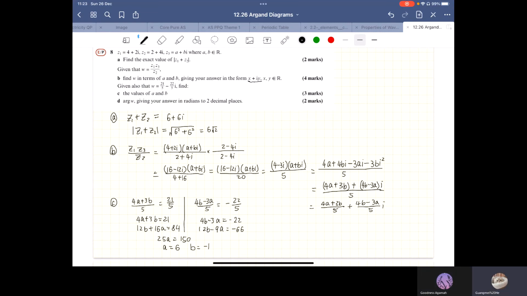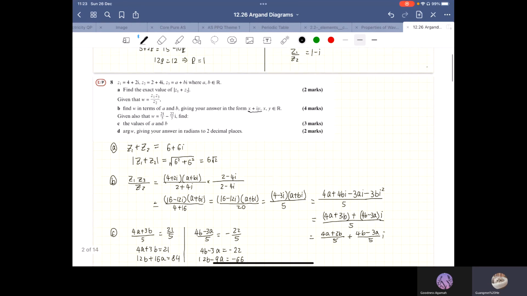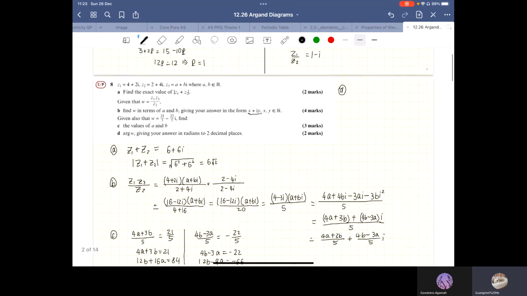Let's move on to question D. I will do question D here on the top. I don't have any space there. Okay. Argument of w, giving your answer in radians to 2 decimal places.